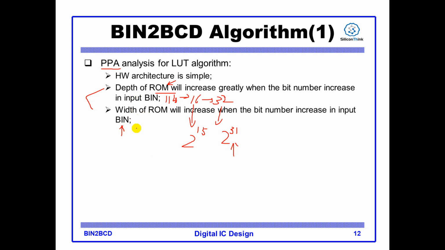So when the bit number of bin increases, the area of this algorithm will increase greatly. That means this algorithm is not scalable.